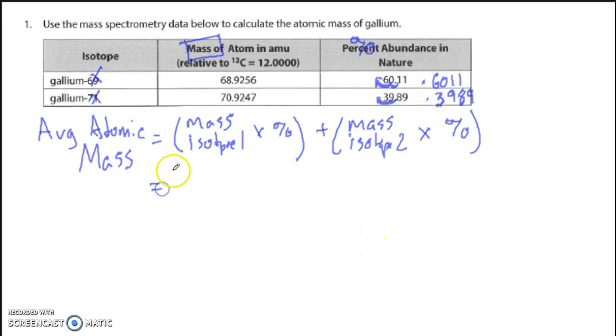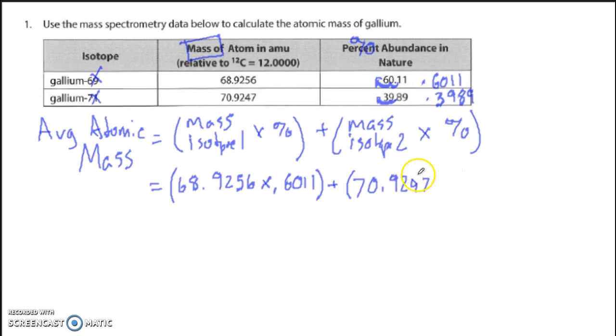So if we do this, mass of isotope 1, that's gallium-69, is 68.9256 times its percentage, which I'm going to use now as a decimal because I'm calculating with the percentage, so I always do that, plus mass of isotope 2, 70.9247, that's a 4, times its percentage, which is 0.3989.